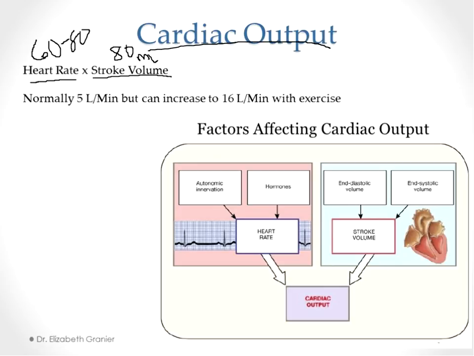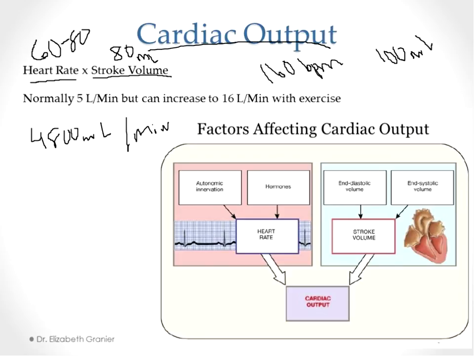And so if you multiply these two things out, right, you should end up with, if it's 60 times 80, you end up with 4,800 milliliters of blood a minute. And so because it's biology, we just round that up to about 5 liters of blood a minute. Okay? When you exercise, cardiac output will go up to as high as 16 liters a minute. So you're usually maybe exercising at 160 beats a minute, and maybe your stroke volume is now 100 milliliters, and so that gets you up to 16 liters a minute.